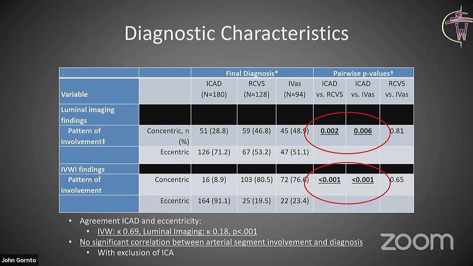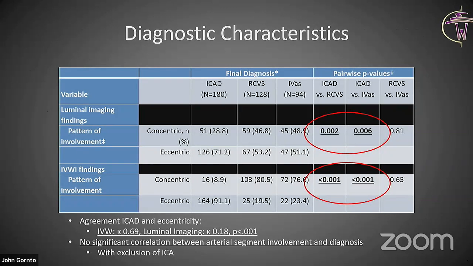In addition, in terms of looking for pattern of involvement, as we mentioned, atherosclerosis we usually think of as being eccentric. And we say that on vessel wall imaging: if it's eccentric, you should probably think of atherosclerosis. We looked at the correlation between the eccentric pattern and the clinical diagnosis of atherosclerosis. We found that there was significant agreement for both luminal imaging and vessel wall imaging, but the relationship was much stronger with vessel wall imaging. And that was a significant difference in terms of kappa values.